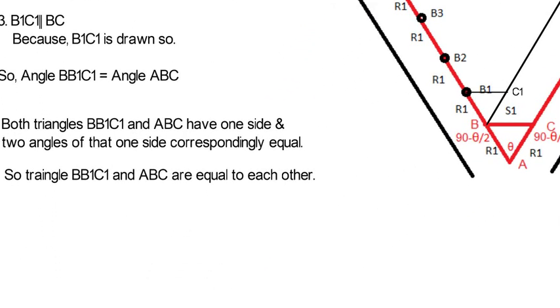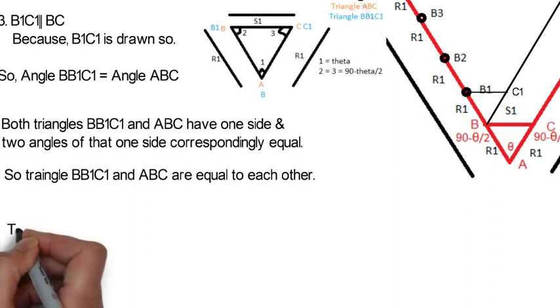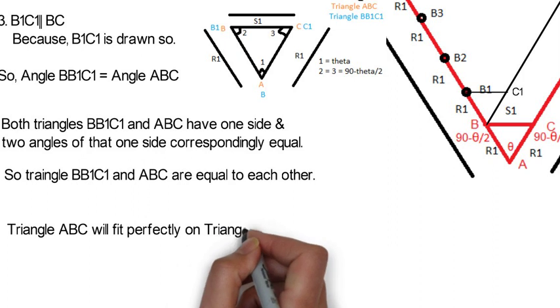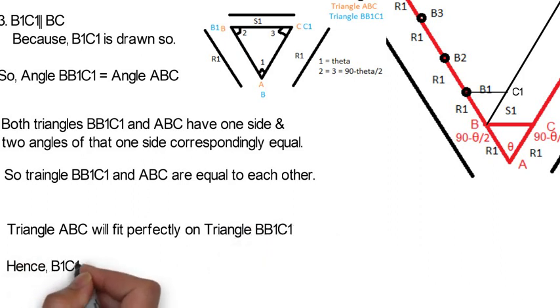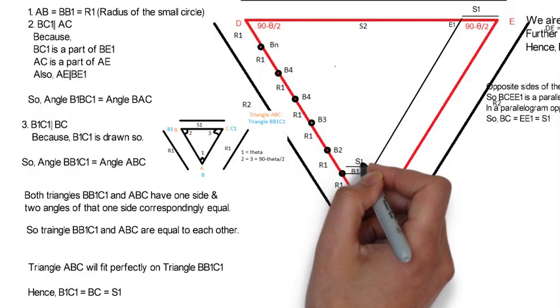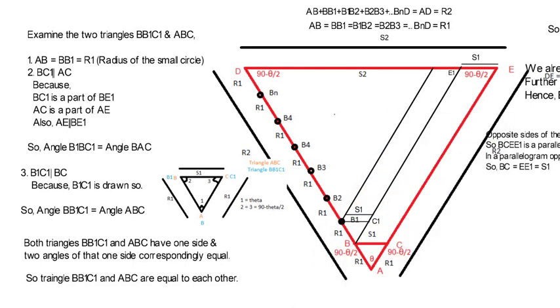It means triangle ABC will perfectly fit on the triangle B1BC1. Hence B1C1 is equal to BC, which is equal to S1. Let us repeat the same process throughout the triangle ADE.